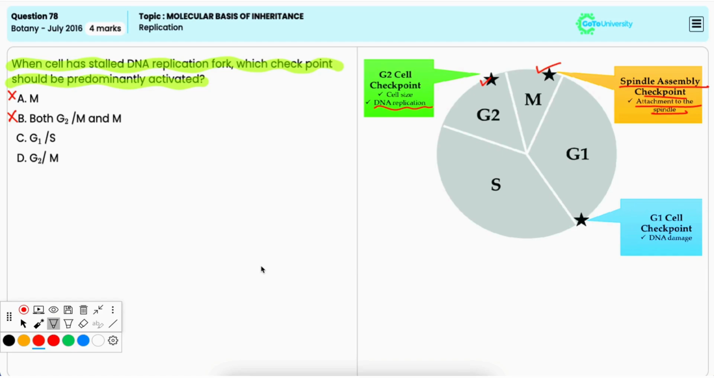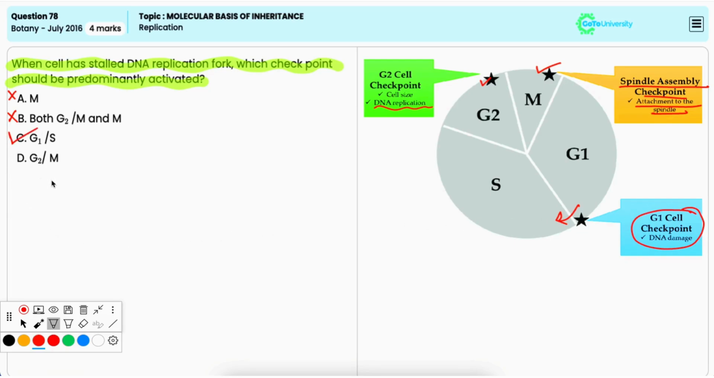Now, the G1S checkpoint ensures that the cell has all the necessary components and undamaged DNA to begin DNA replication. Now, if a replication fork stalls, the cell cycle will predominantly activate the G1S checkpoint to prevent further progression into S phase until the issue is resolved. Hence, it is the correct option.